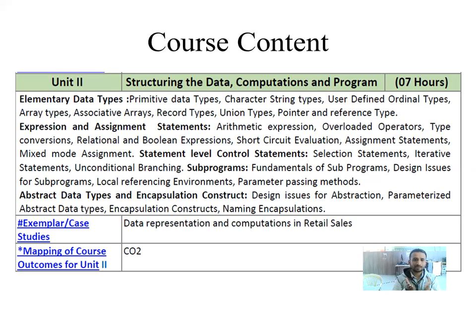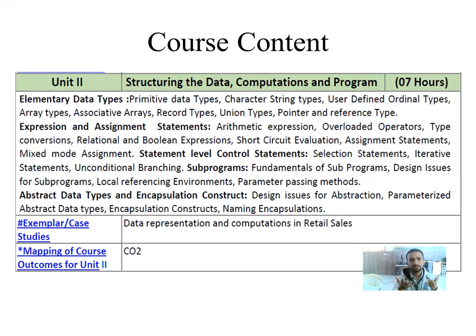Data types, we all know, because we have discussed the C programming language and C++ in previous semesters. So data types you all know that. Again, we are going to discuss all these elementary data types with the help of different subtopics, that is primitive data types, character string types, user defined ordinal types. All these data types we are going to learn with respect to another programming language.